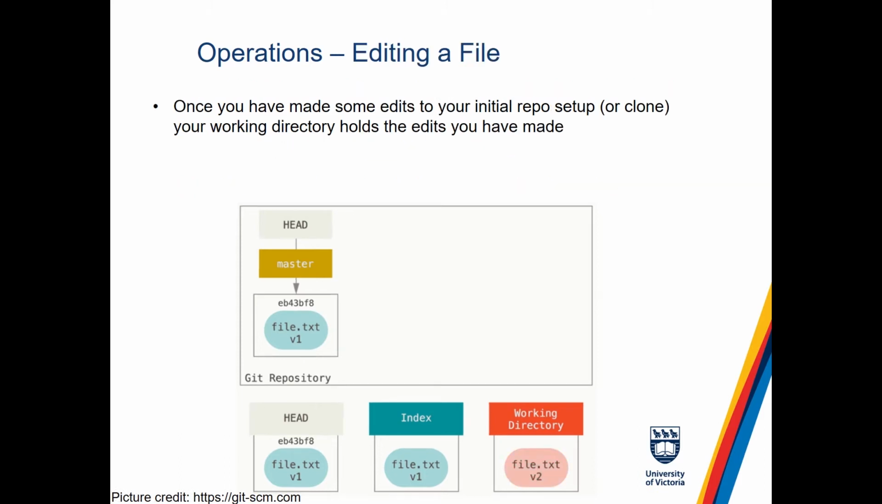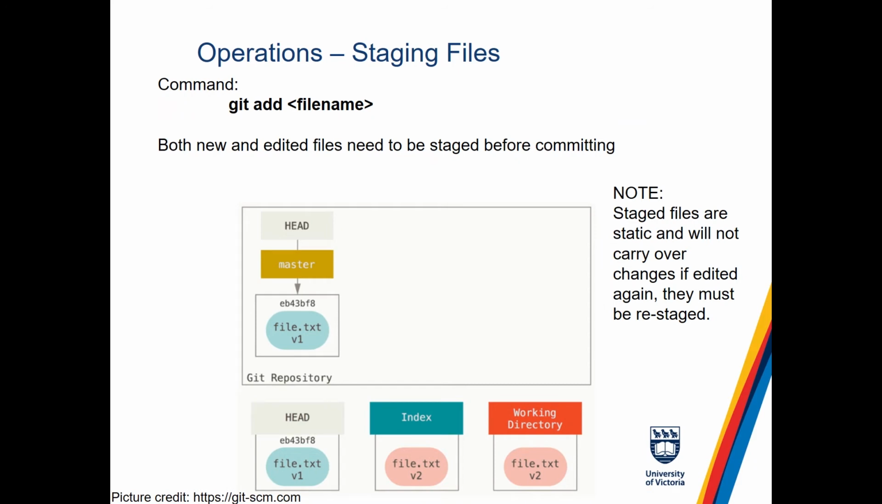So once you edit a file, you'll see that your working directory will actually change. And so here you can see that Git recognizes that this is version 2 of this file. So it knows that it's been edited from version 1, and you're working on it within your working directory. Now, in order for you to actually get those commits into the next version or the next node, you'll have to use the git add command, and that will stage the file as it is at that point.